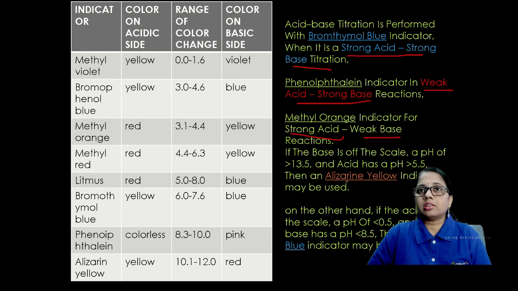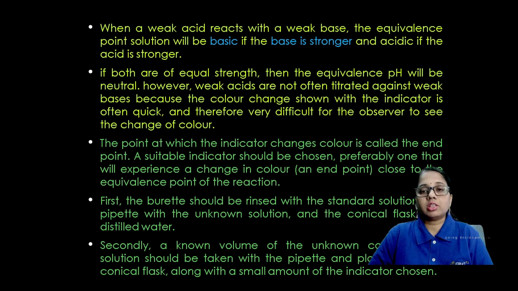So in such cases you need to use alizarin yellow as the indicator, that is the preferred one. On the other hand, if the acid is very strong, that means pH is less than 0.5, and the base has a pH of less than 8.5, then a thymol blue indicator may be used. So this thymol blue is used whenever the acid strength is very high, then go for the thymol blue solution.